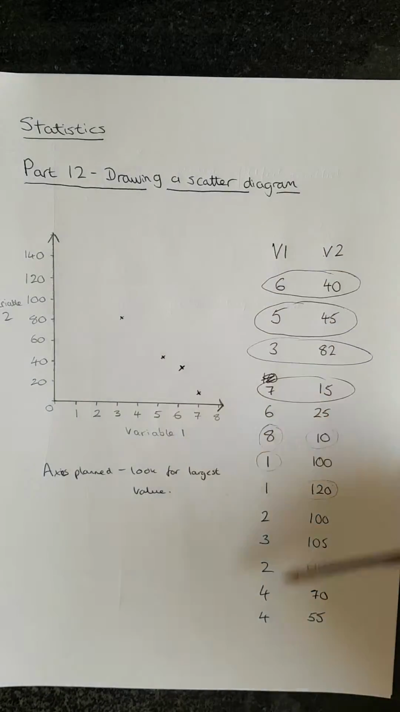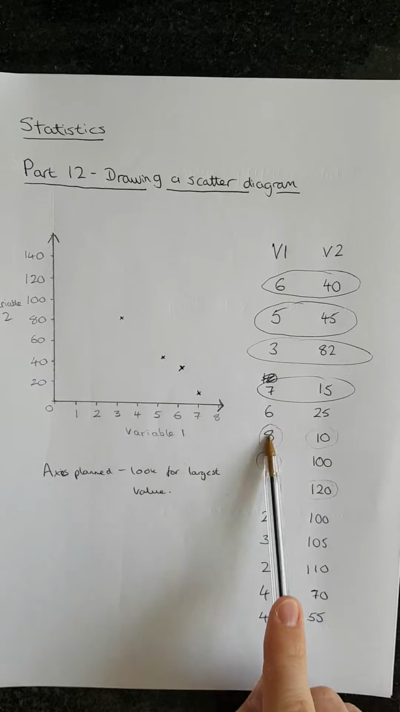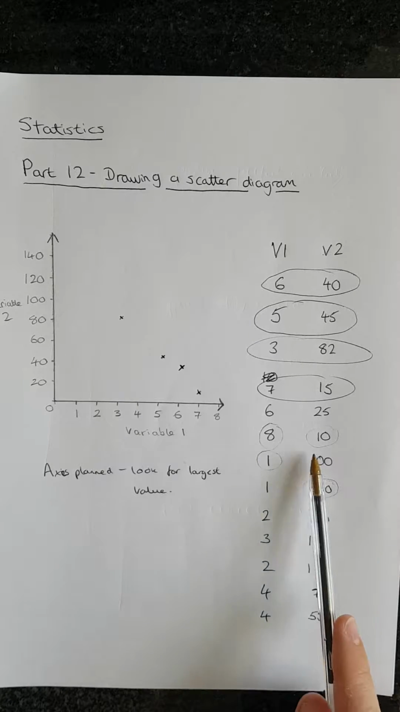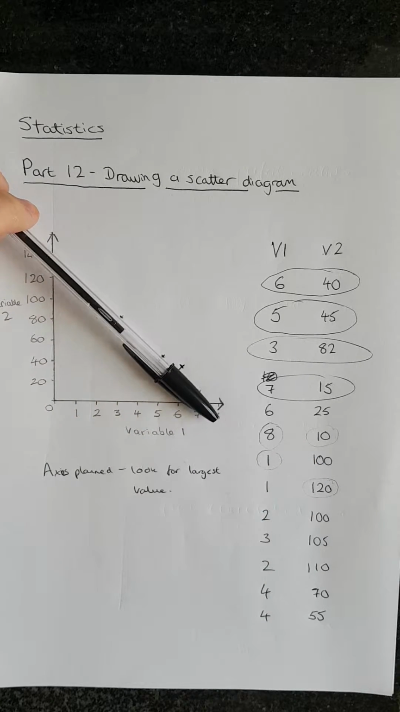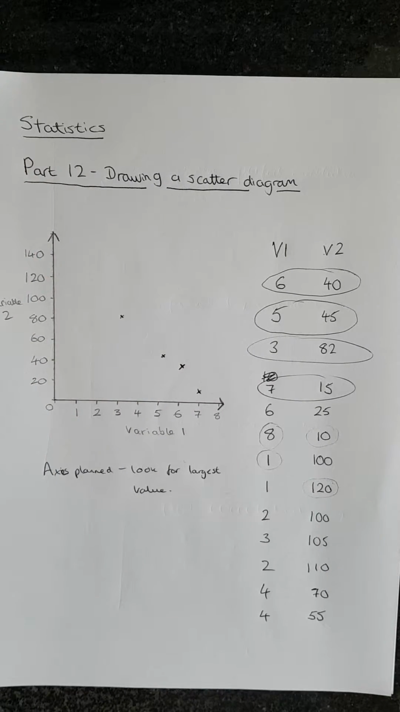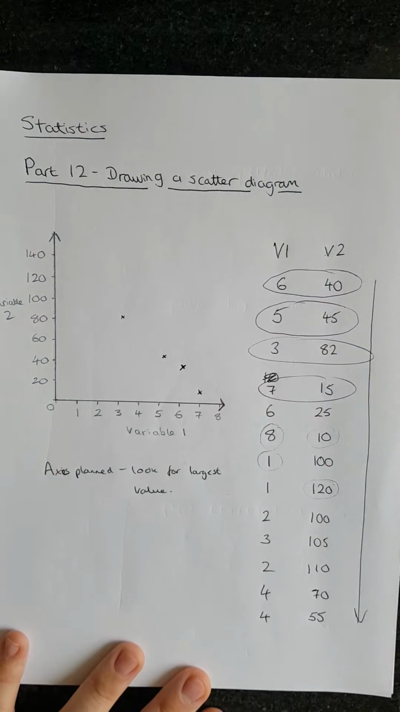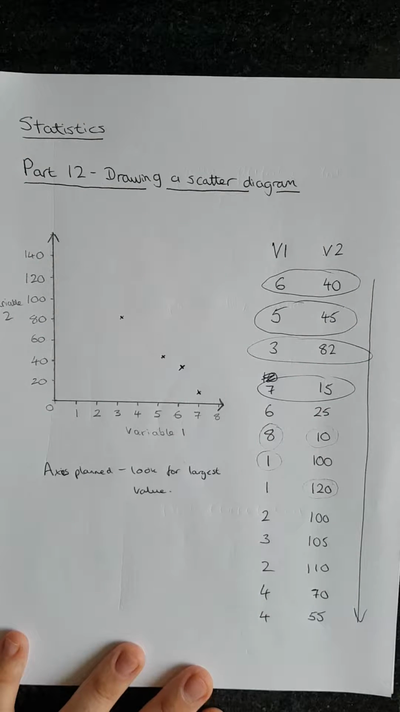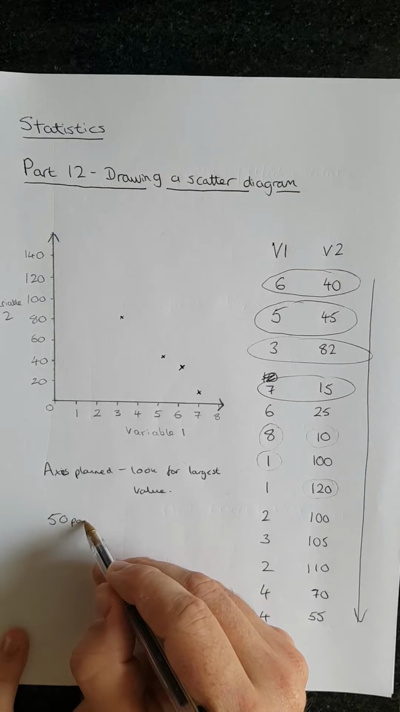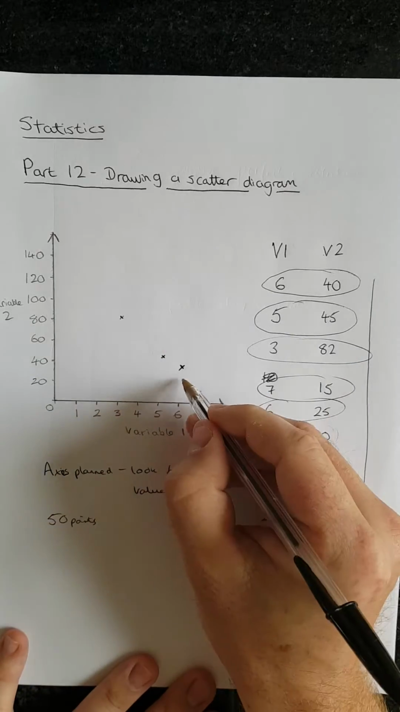Now, from looking at this table, you might have already seen that high values for variable 1 tended to have low values for variable 2. So when one is high, the other is low. And you might be guessing you're going to get something like this for a line. So far it looks that way. Now, what you've got here is not really enough information to draw a scatter diagram. You should have a lot more than this. Ideally, you should have at least 50 points if you want to make a really good one. But for the sake of time, I'm going to reduce it.